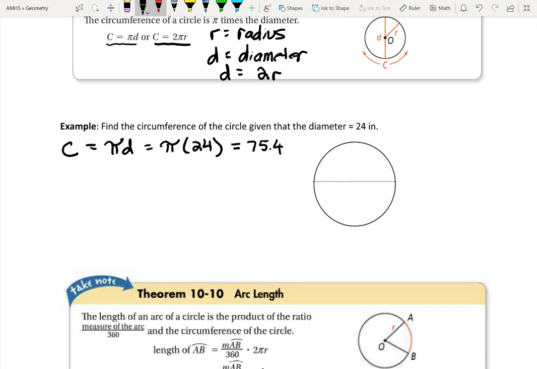I get 75.4. Now what if, instead of doing the diameter, I did it with the radius? So now we'll do it with the radius, the same circle. 2 pi r, which would be 2 times pi times r. The r here is only half the diameter, so it's 12. Punch that in your calculator, and you still get 75.4. Don't forget the units, inches.